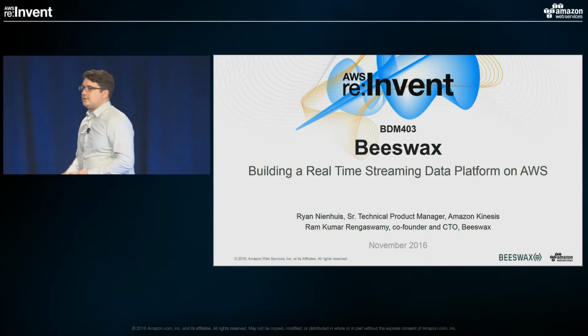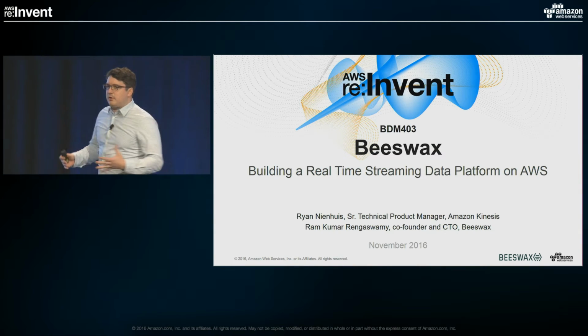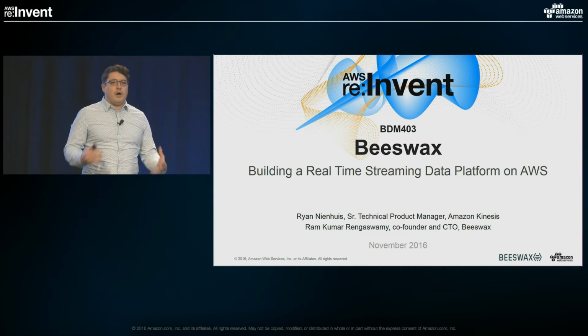So my name is Ryan Nienhuis. I'm a technical product manager for Amazon Kinesis. Today we're going to be talking about building a streaming data platform on AWS.